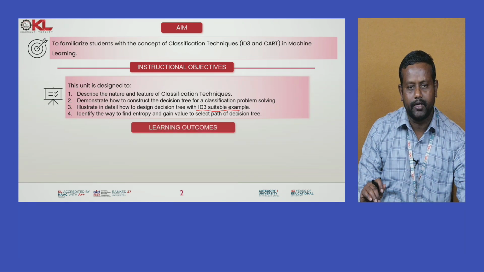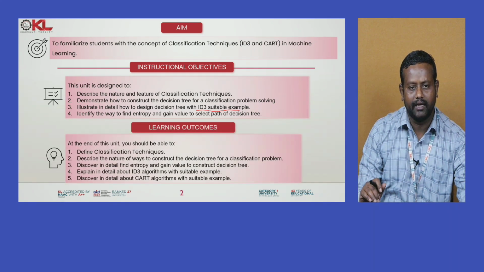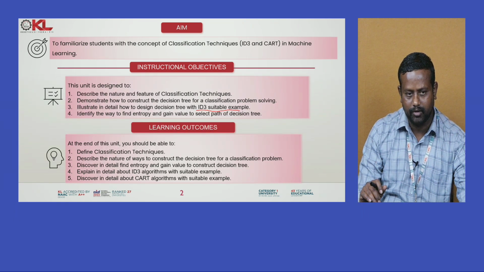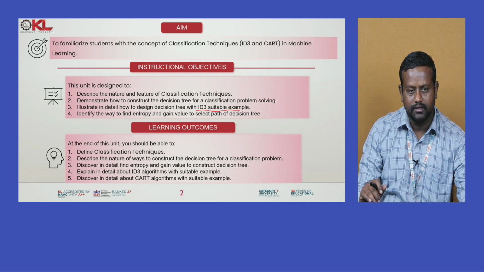After completion of this, the students are clearly able to define the classification techniques, describe the way to construct the decision tree for the classification problem, discover in detail how to find entropy and information gain value to construct the decision tree, explain in detail about the ID3 algorithm with a suitable example, and discuss in detail the CART algorithm with a suitable example clearly.